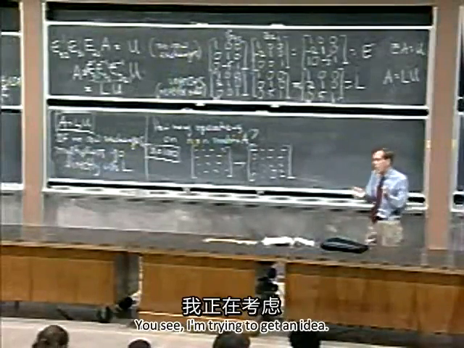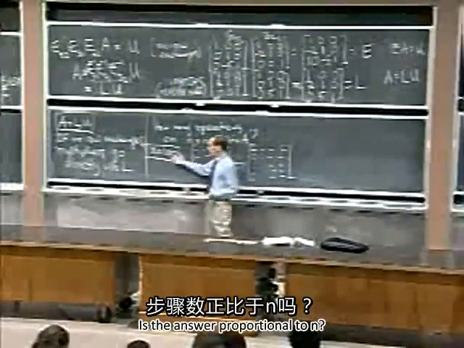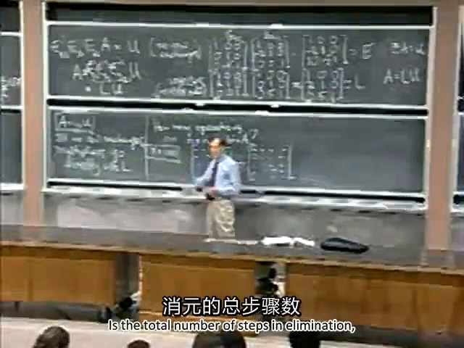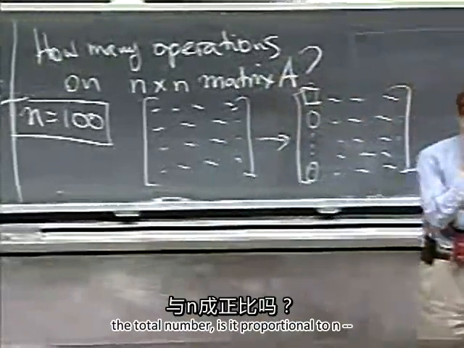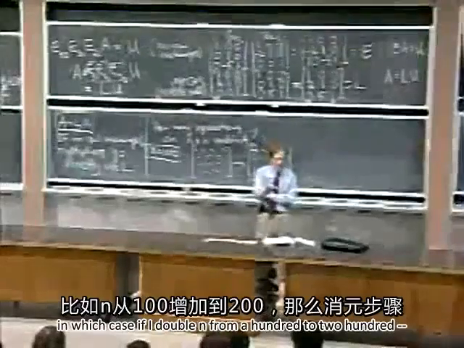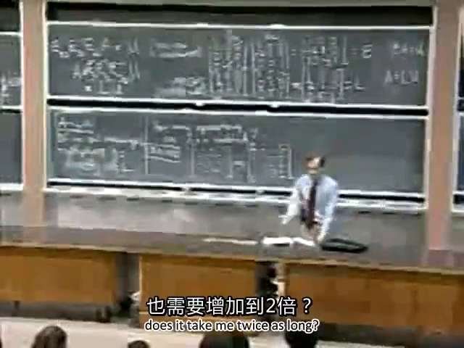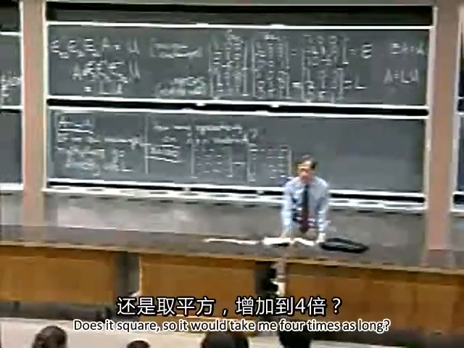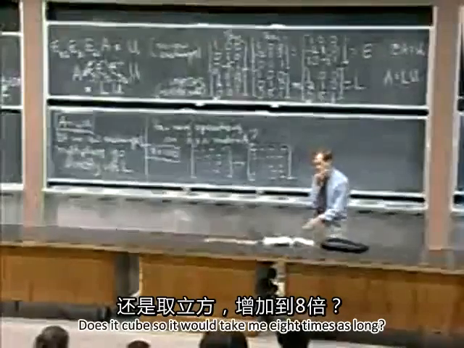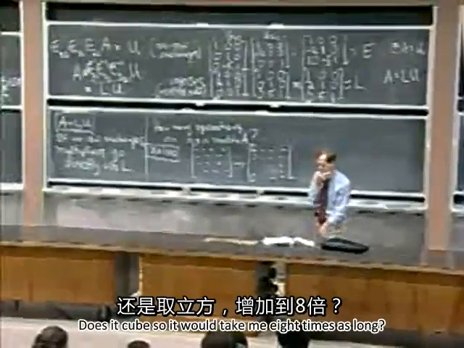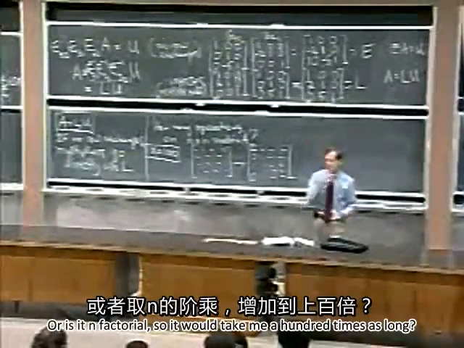You see, I'm trying to get an idea. Is the answer proportional to n? Is the total number of steps in elimination, the total number, is it proportional to n? In which case, if I double n from 100 to 200, does it take me twice as long? Does it square, so it would take me 4 times as long? Does it cube, so it would take me 8 times as long? Or is it n factorial, so it would take me 100 times as long?